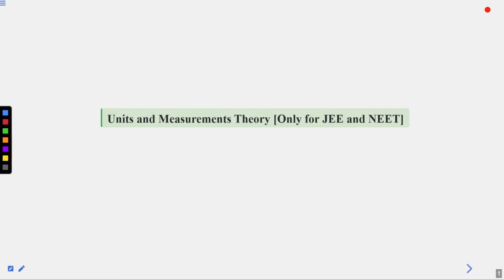Hello students, in today's lecture we are going to learn about units and measurements. In the previous lecture we already discussed NCERT sections 1.1 and 1.2. Now this part of today's lecture is units and measurement theory for JEE and NEET.